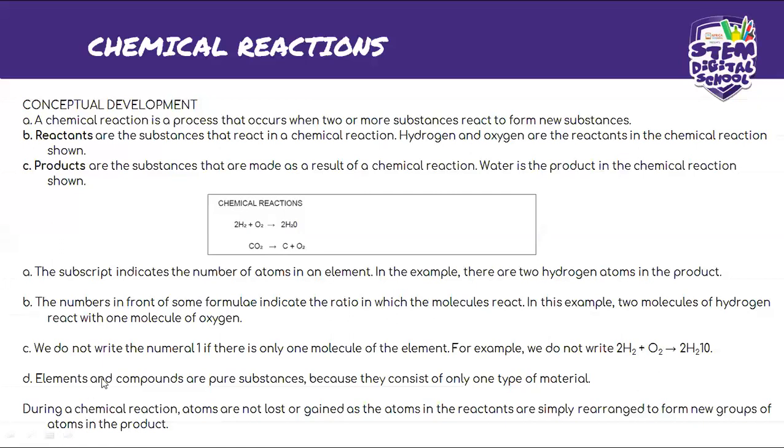Now, let's go on. The subscript indicates the number of atoms in an element. As I have already said, we have got the oxygen 2. In the example, there are 2 hydrogen atoms in the product. So you can see we have got 2 here in the product.